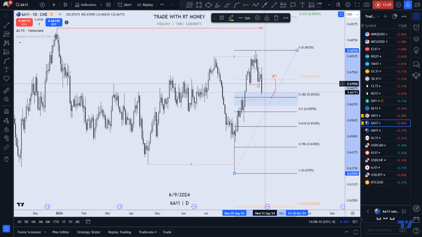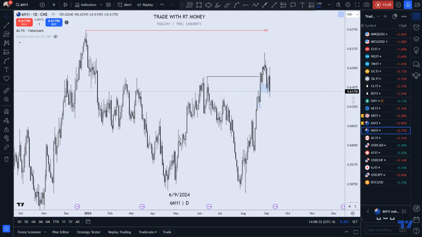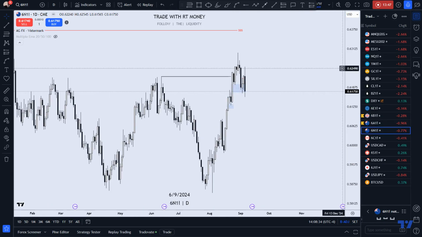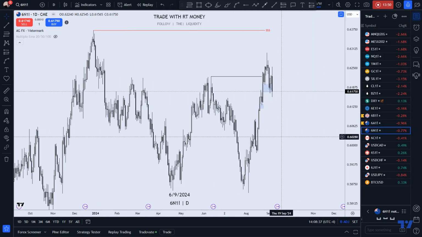We'll see if price gives us an invalidation to fair value gaps that may or may not develop here. So I'm looking. You've got to watch these things. Okay. And let's go to the New Zealand dollar. This is the daily.